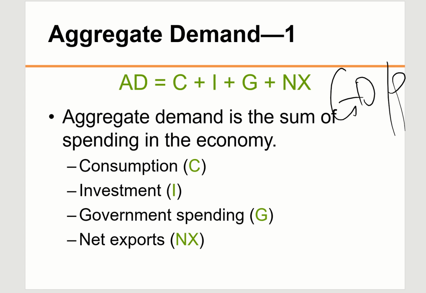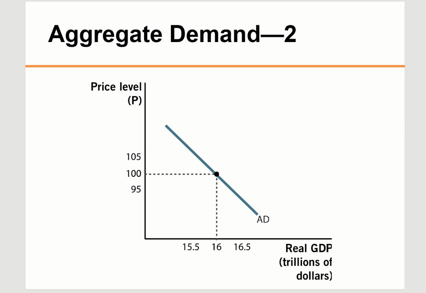So your GDP has the same components as our aggregate demand curve, because all the final goods and services produced are consumed in these 4 places. Either by consumers, by business for investment, by government spending, or we sell them overseas as net export. All right, so your aggregate demand curve is just like a regular demand curve.